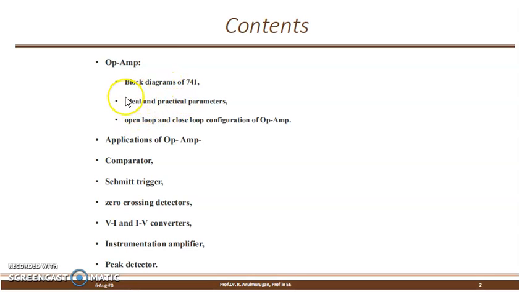You mean you are sitting in meditation. The second one is you are doing the exercise. That is the difference between ideal and practical. Then the third one is open loop and closed loop configurations. Open loop and closed loop configurations.